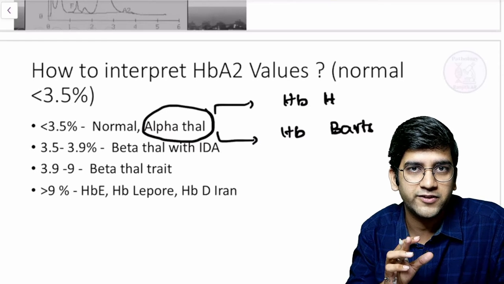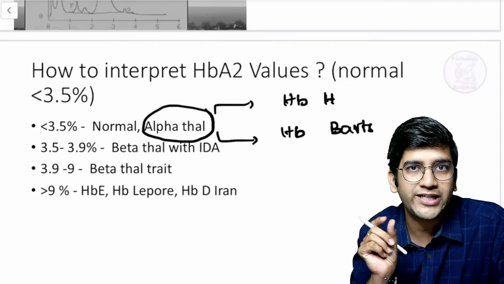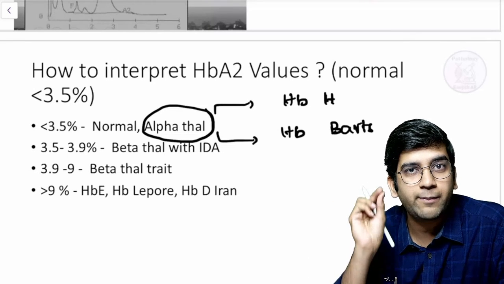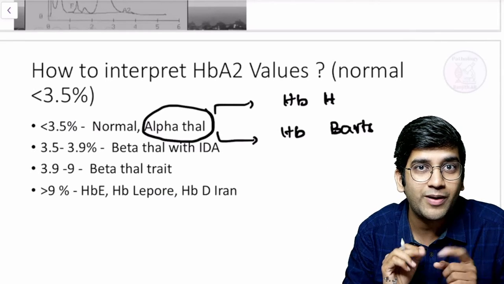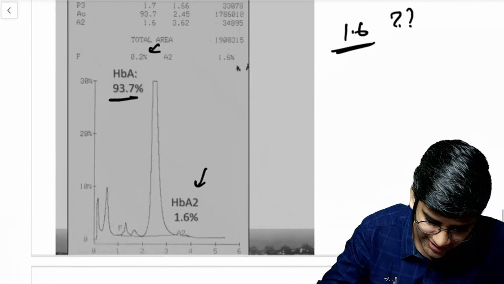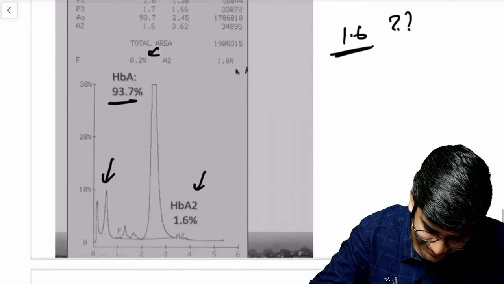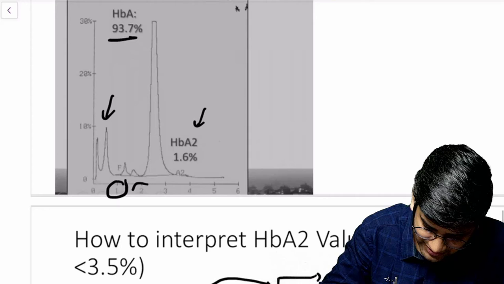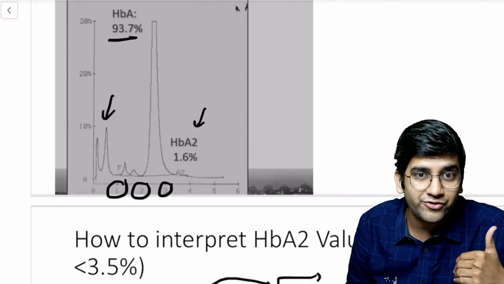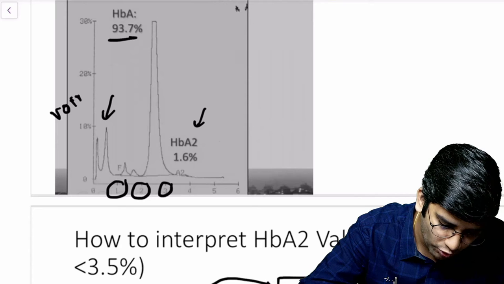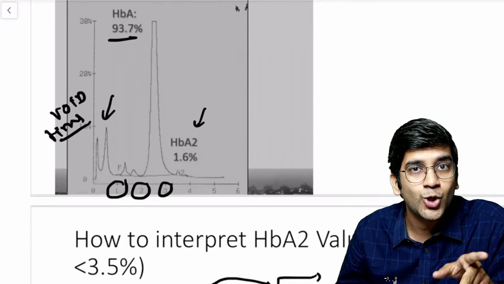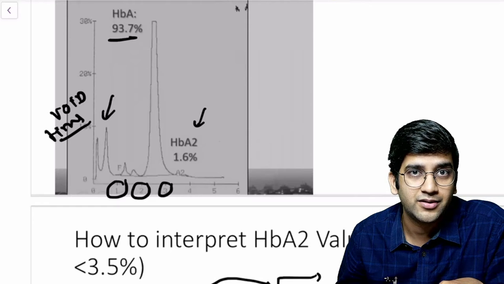Like I told you in HPLC, there is something called void time or pre-integration time. And these two guys will be having a peak in the pre-integration time. Let's go back and look at the graph once again. I am sure you must have missed it. Look at this graph. This is first minute, second minute, third minute. You have 2 subtle peaks before the first minute. These are in the void time, which means I am having either HbH or Hb Bart's here.